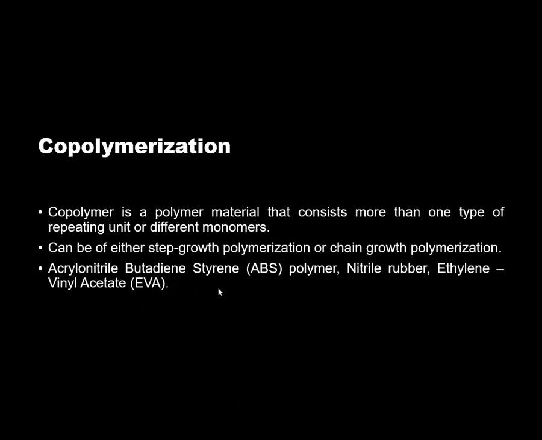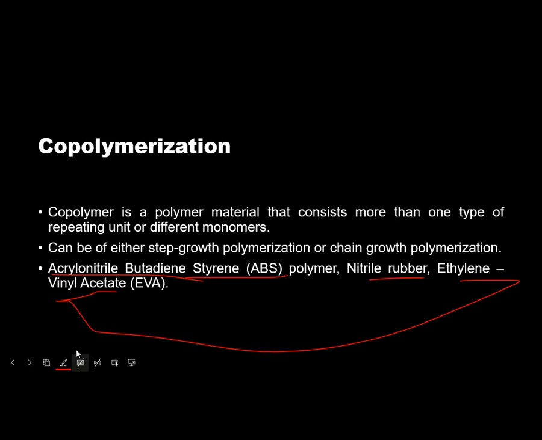Acrylonitrile butadiene styrene, which is ABS polymer, and nitrile rubber and ethylene vinyl acetate are a few examples of copolymerization. By the process of copolymerization, these three, one, two, and three, are being produced.